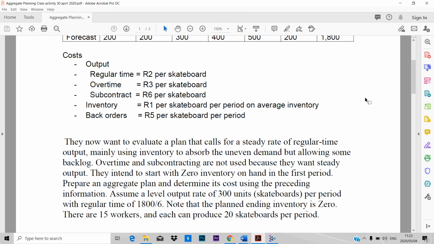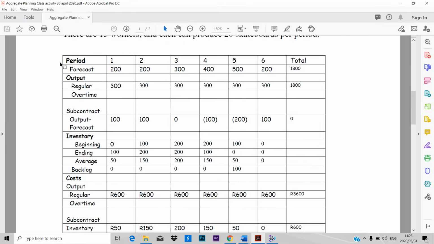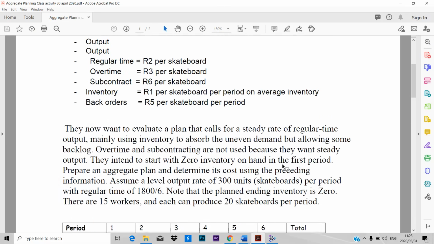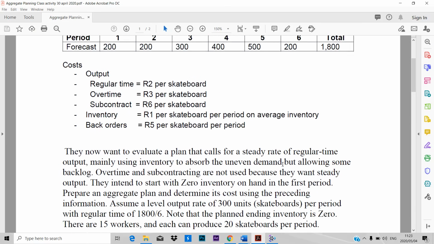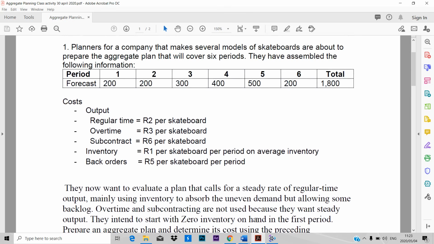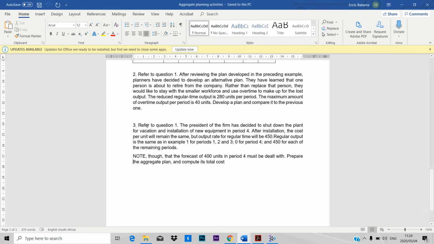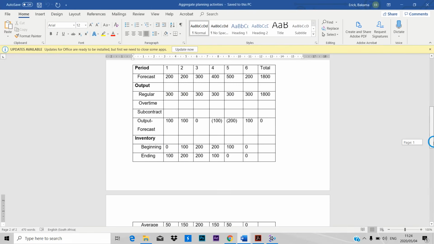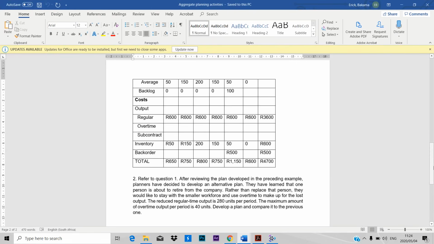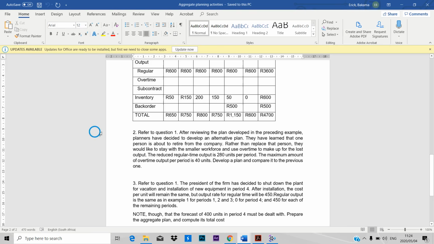Based on what we calculated, this was the forecast, this was the regular output, and then we calculated all these things. The policy of the company was that they are not using overtime nor subcontracting, and then we went through that. So today we are going to do another exercise that is actually deriving from that exercise, because this is the exercise that I was talking about. This other exercise is still a continuation of the previous example, but now we are going to try to make it more understandable again.